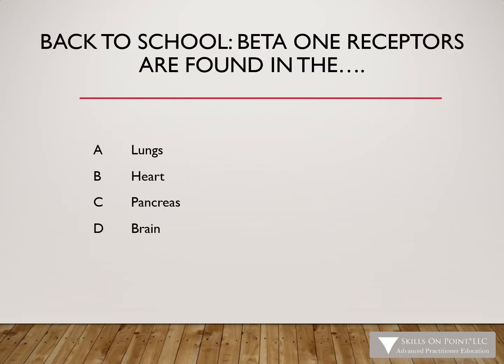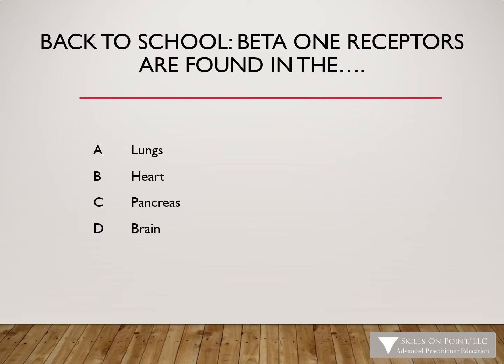Okay, so back to school. Your beta 1 receptors are found on the... so go ahead and turn your clickers back on, because they'll automatically turn off on you. I'm going to make this an ABCD question again. Don't answer yet. Okay, go ahead and answer. Beta 1 receptors are found on the... okay, a couple still clicking in. Okay, good enough. Let's see what we got here.